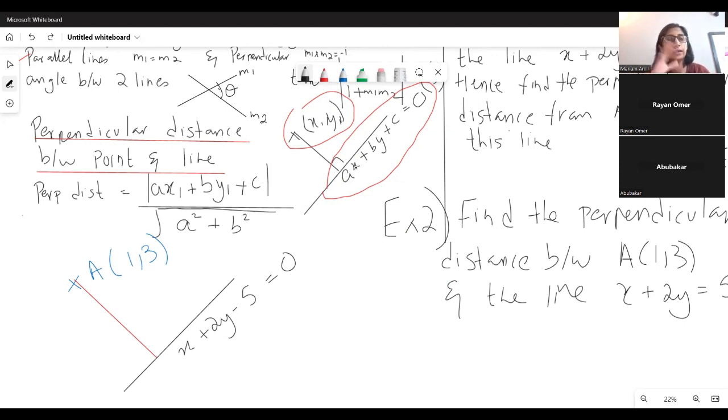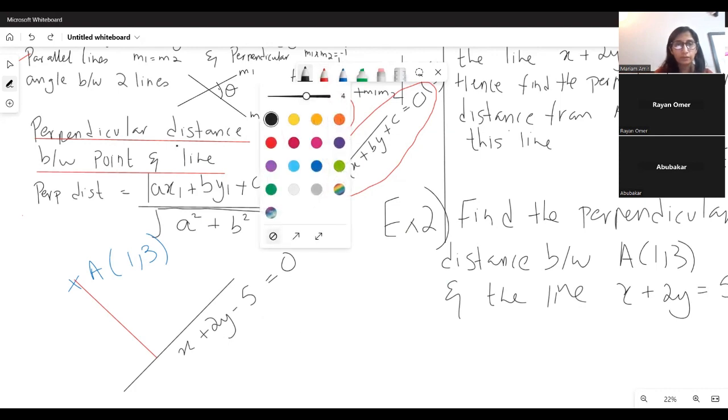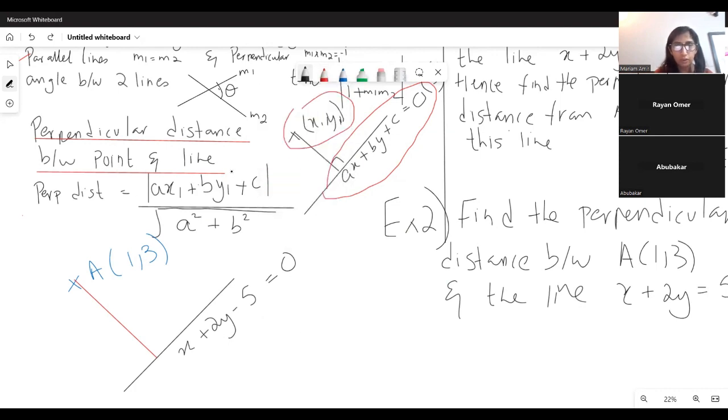You can't just write the equation in any form you like. It can't be y equals mx plus c. The x term needs to be written first, then the y term, then the constant term, and then equals 0 on the other side. Once we have that, now let's use the formula. The formula says the numerator has a modulus, so I'm going to write the numerator with a modulus around it.